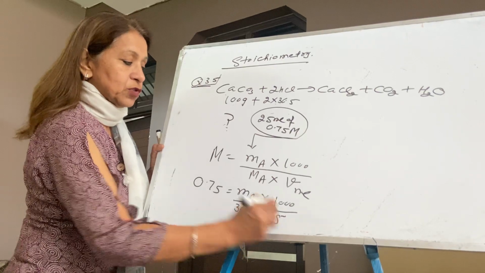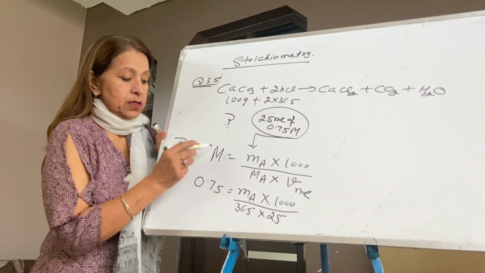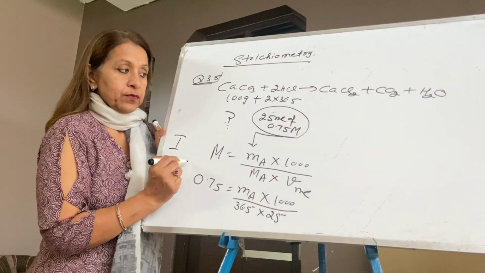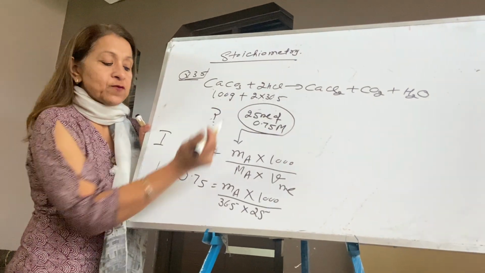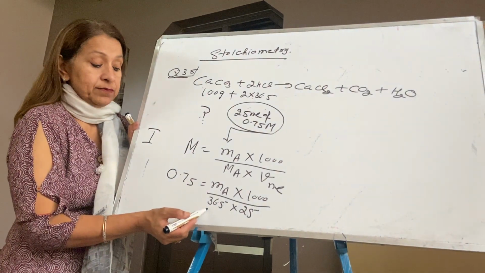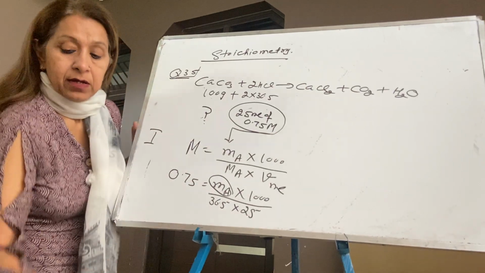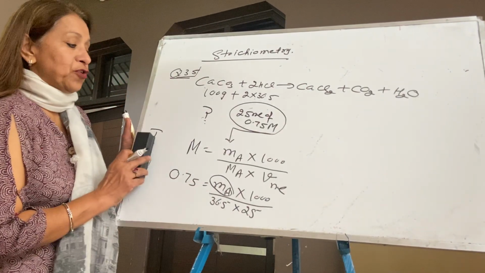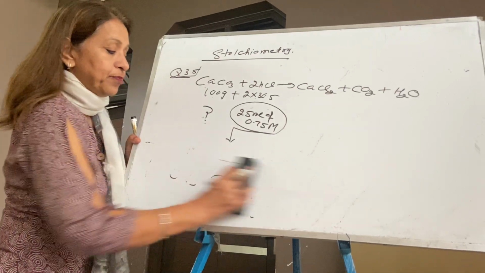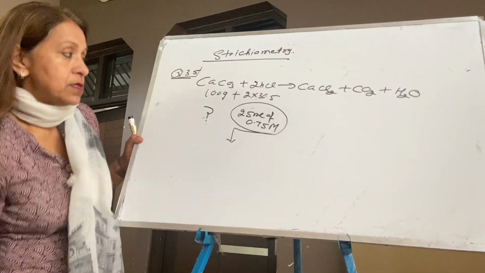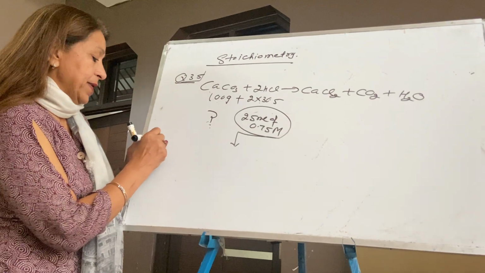25 ml. So very important, the first step is this. By applying this formula, you calculate the mass of solute, the mass of HCl. After calculating small m, you apply the second step, that is the unitary method, part B, the second part.